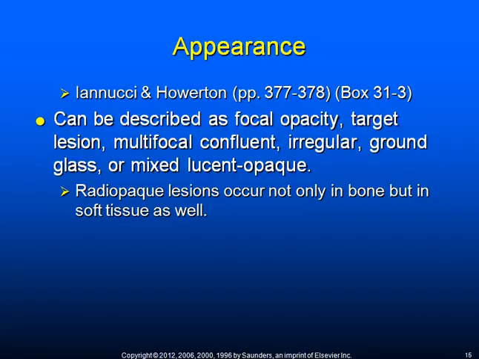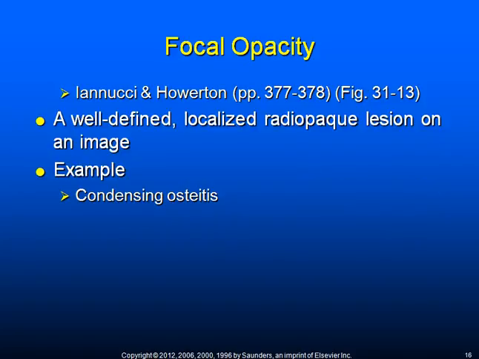The appearance of a lesion can be described as opaque or radiolucent. A radiopaque lesion located in soft tissue can be described as a soft tissue radiopacity. A focal opacity is a well-defined, localized radiopaque lesion on an image.